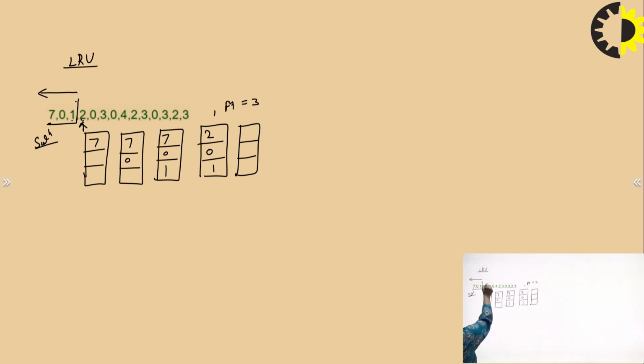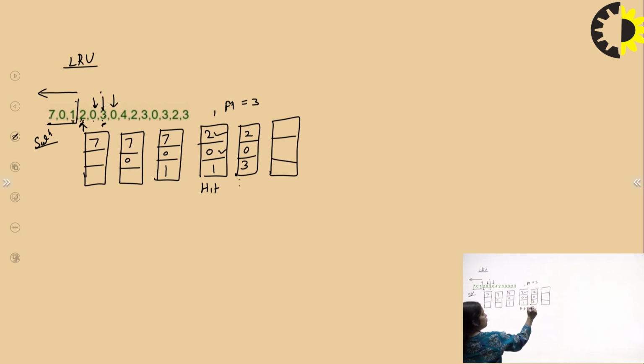Now the next one is 0. 0 is already there, so you write it here as 2, 0, 1. Hit. Next is the 3. Now 3 is the pointer and we see which value is going to be replaced. Your pointer goes from this 3 back to this 0. 0 just came, next 2 came, and 1 is the least recently used. So you replace 1 by 3. 2, 0, 3. Fine.